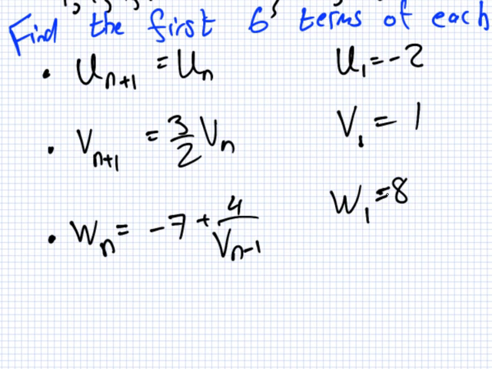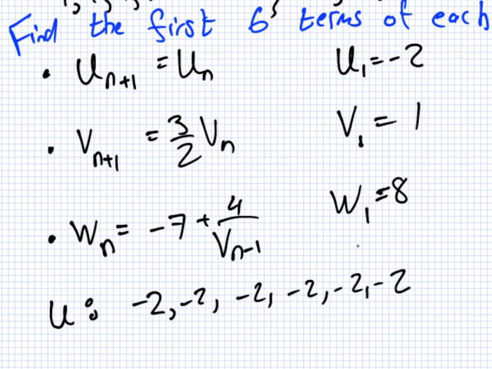Right, have we got the sequences done now? So, let's have a look firstly at U. What are the terms here? Minus 2, and so on. So this sequence is just the number minus 2 repeated. That's all it is.